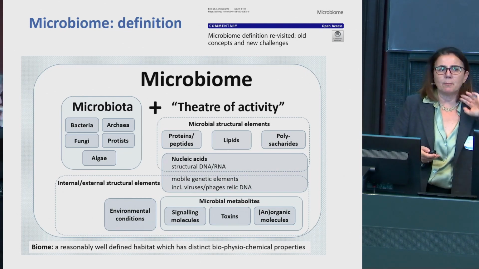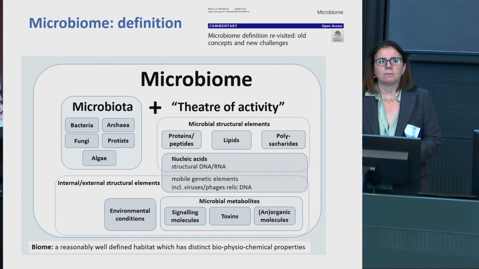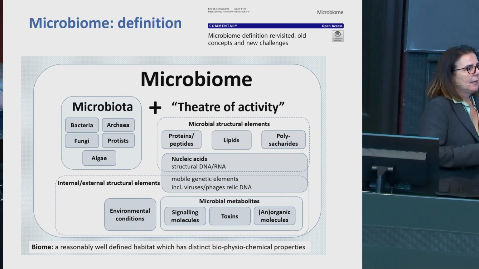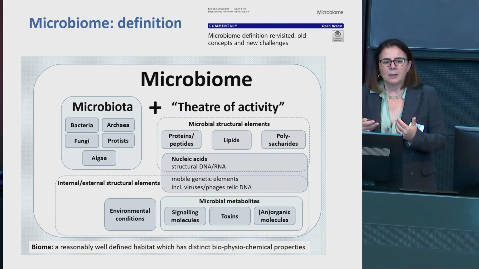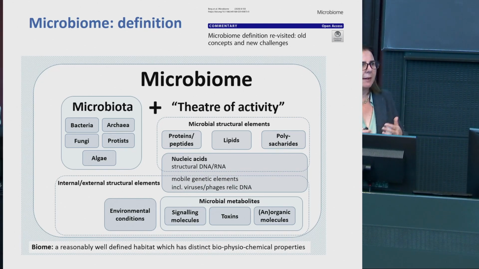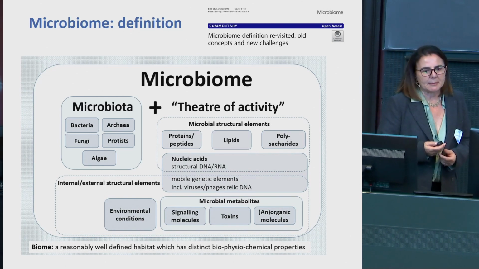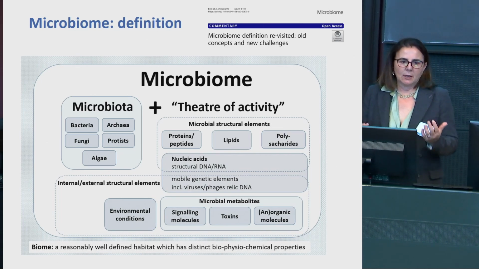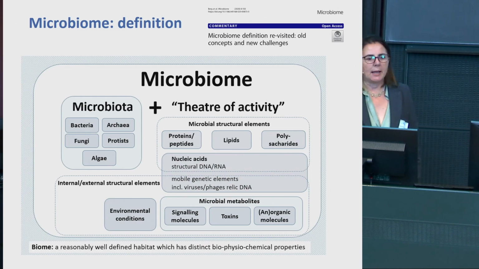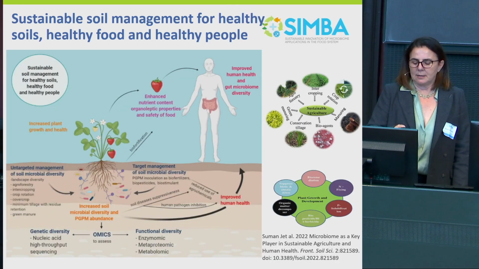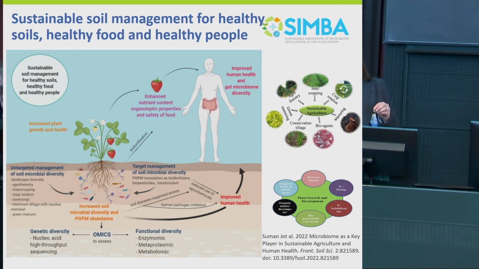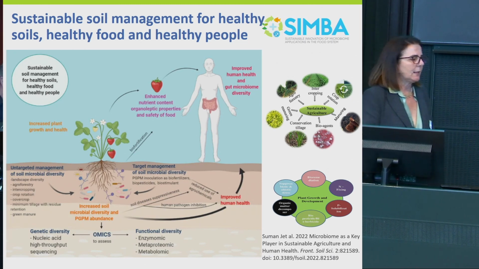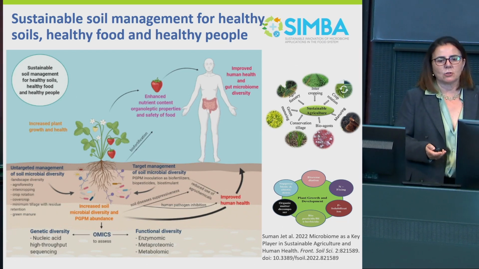Microbiome is a complex term because it is composed of the microbiota, the single microorganisms, and their theater of activity. In other words, all proteins, lipids, polysaccharides, nucleic acids, and the environment produced by the microbes themselves. So this interaction between microbes, their metabolites, and the environment is encoded by the name microbiome. And in the SIMBA project, we focus on how we can use these microbes from soil to favor sustainability in agriculture.